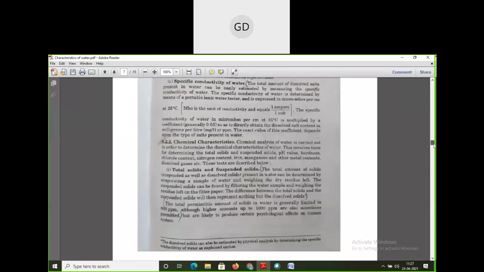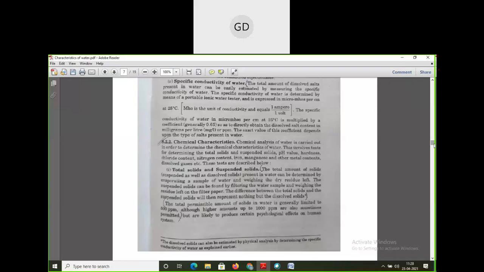Physical characteristics is finished. Now we will come to chemical characteristics. What do you mean by chemical characteristics? Here, chemical tests are done to see how much of chemicals are present in that water. The chemical characteristics are: total solids and suspended solids, pH value, hardness, chloride content, nitrogen content, manganese and other metal contents, and dissolved gases.